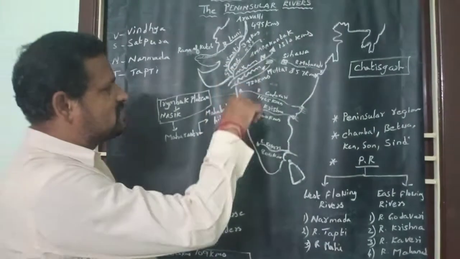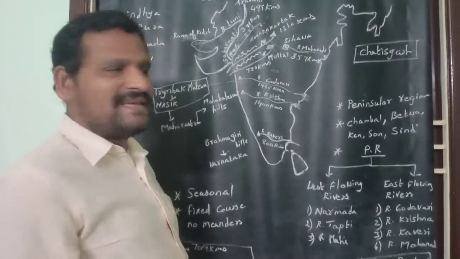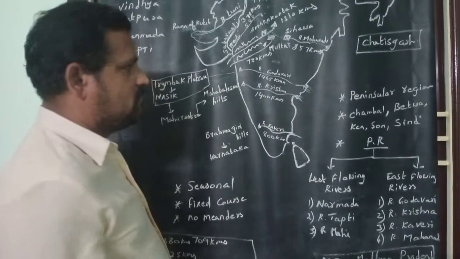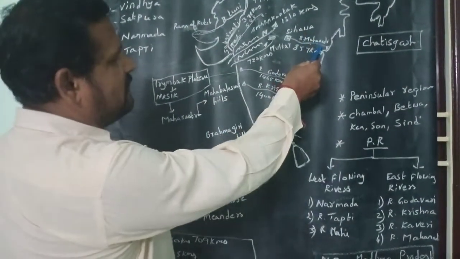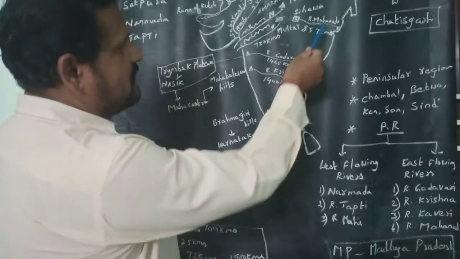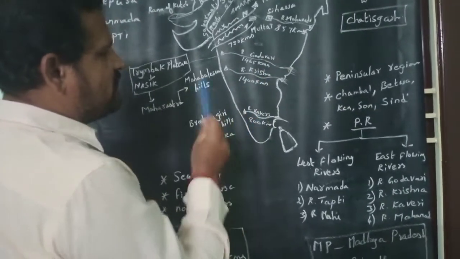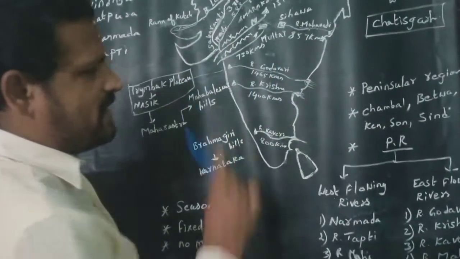Some of the rivers flow towards the Bay of Bengal. For example, river Mahanadi, river Godavari, river Krishna and river Kaveri discharge in the Bay of Bengal.